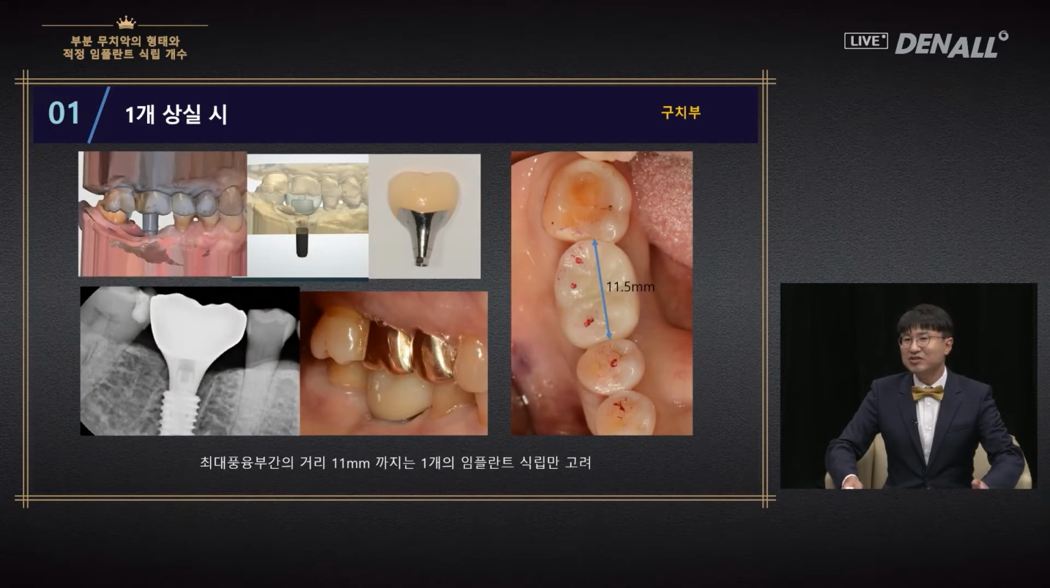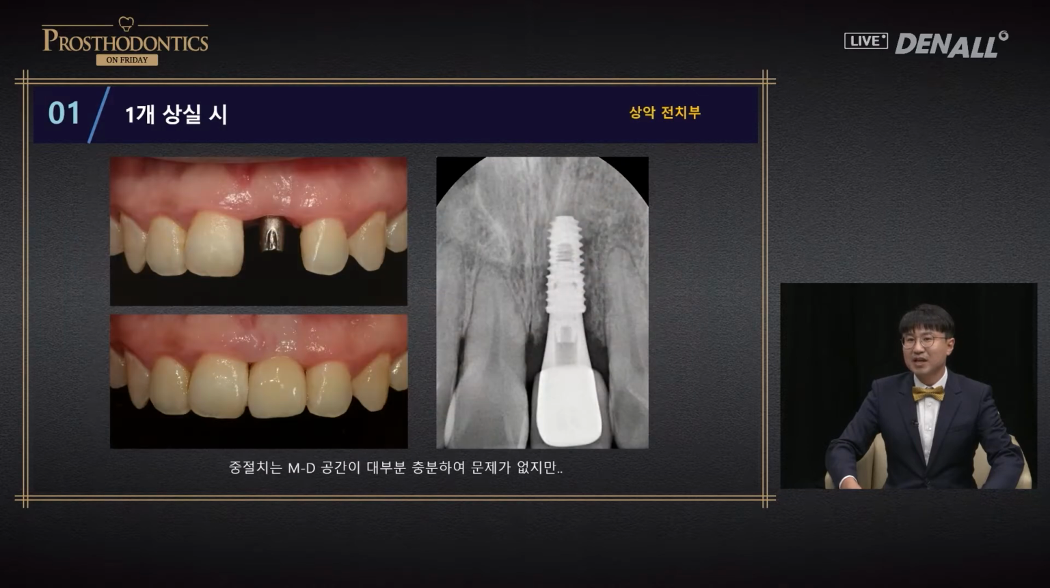This is a recent case. The MD width of height of contour was the biggest, between 11.1 to 12.9 mm. You have to consider various options. I placed 1 implant in an 11.5 mm space.